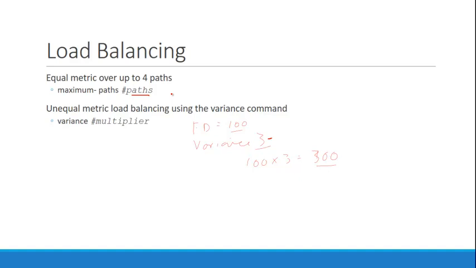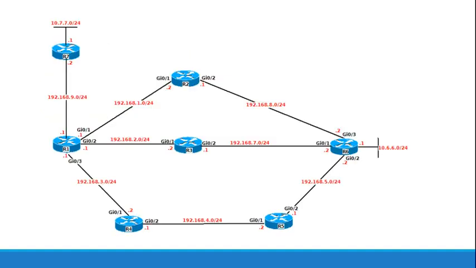So up here we have maximum paths. That's the number of paths that can be included. Variance is simply a multiplier to say, when I take the number and I multiply it, you get a range. You get the beginning and you get the end. All the routes within that range can be included and those paths can be used. So let's go back to our topology and verify what we have going on.